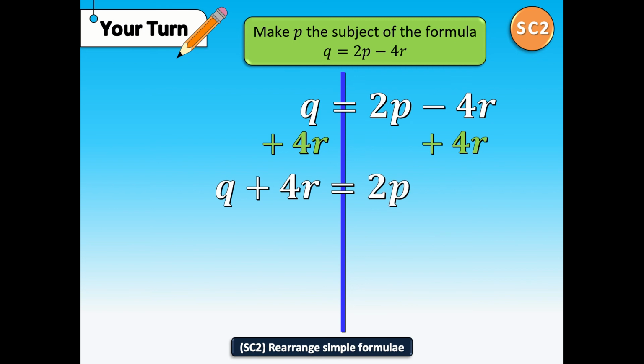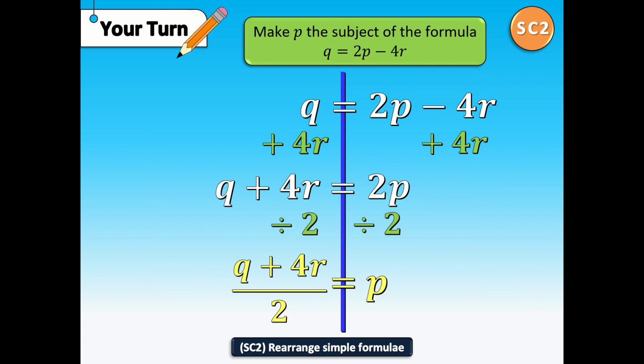Now remember, 2P means 2 times by P. So to get rid of the 2, we need to do the opposite of timesing by 2, which is dividing by 2. So we divide both sides by 2. Now Q plus 4R divided by 2 can just be written as Q plus 4R over 2. And on the other side, we just have P on its own. So P is now the subject of the formula.